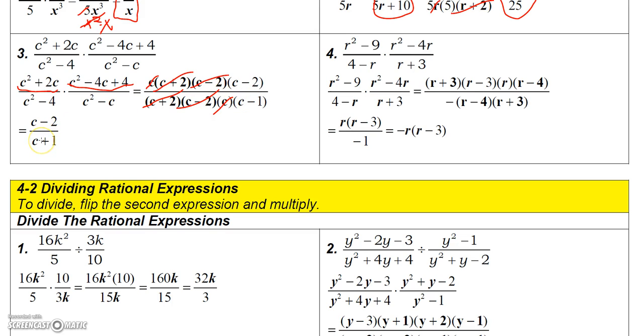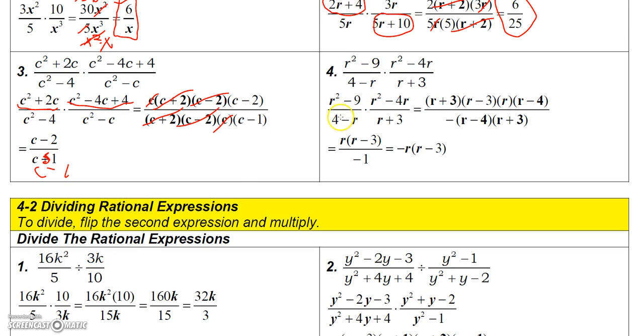Looks like I did a typo there. So that's a c, that should be a c minus 1. So make that a minus right there. So, all right, it should be c minus 2 over c minus 1, and the c minus 1 is what you should have in the denominator.